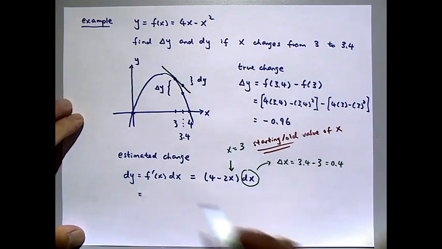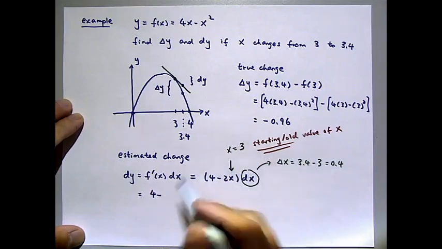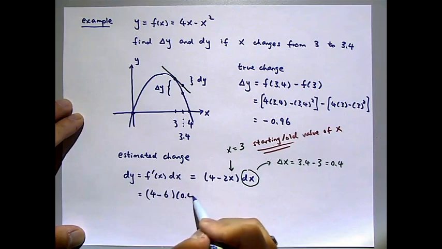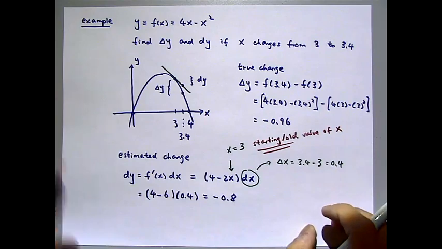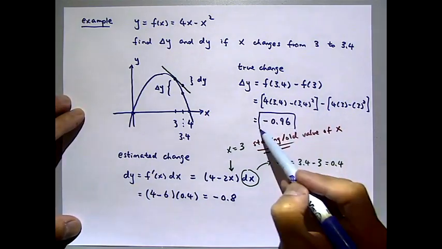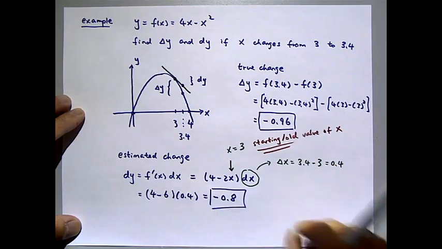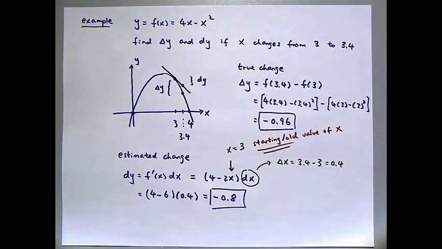So what do we get? We get 4 minus 2 times 3 is 6 times 0.4. So that's negative 0.8. The true change is minus 0.696. The estimated change is minus 0.8. Again, depending on what you're doing this for, that may or may not be satisfactory. If you just want a big, rough ballpark estimate of the change, that's probably pretty good. The error is only about 10, 15, 20%. Maybe it's not so bad, depending on what this is for.